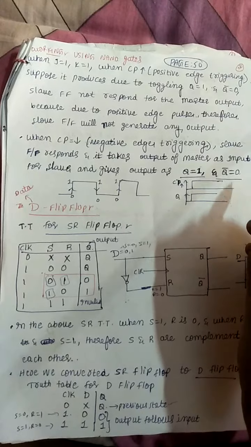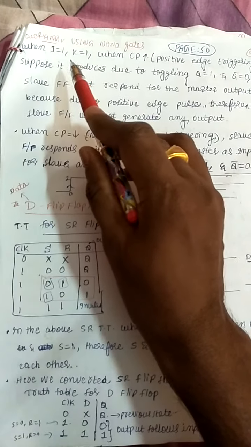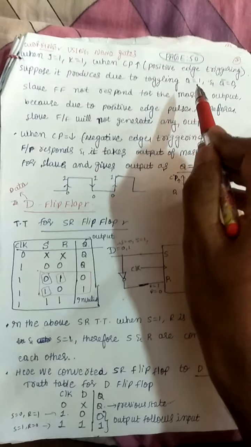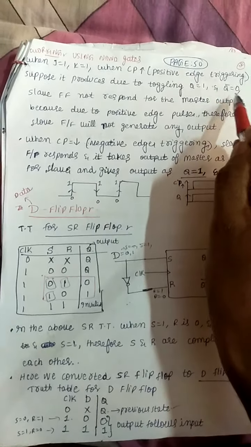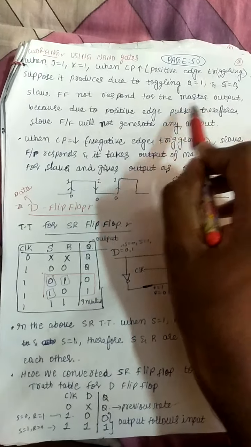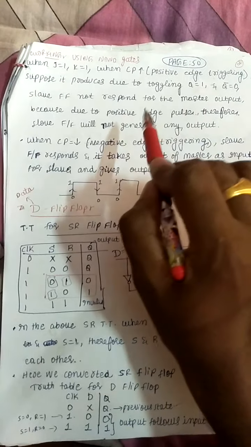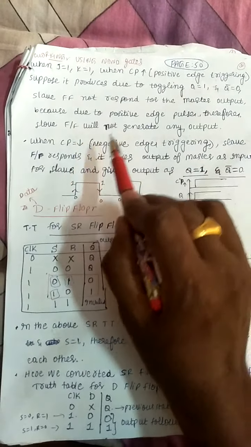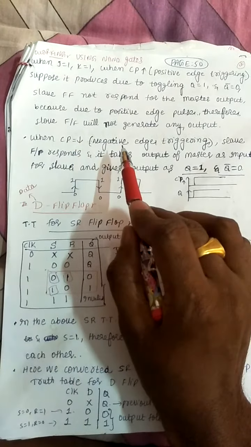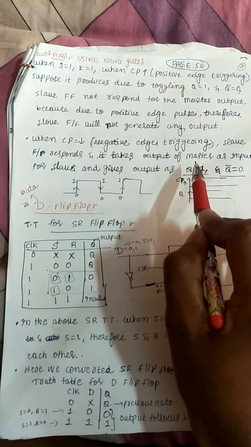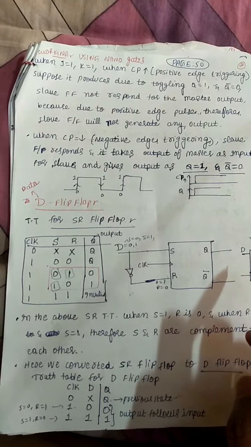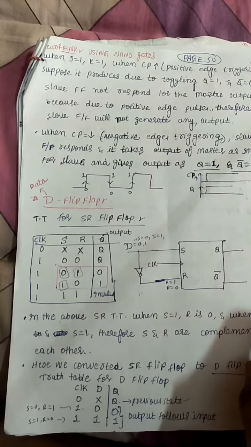So I have explained the working here. When both J and K are 1, if the clock pulse is 1, it produces toggling of Q and Q bar. Here I assume the output as 1 and Q bar equal to 0. The second flip flop won't respond because of the positive edge pulse at the master, so the slave will not generate any output. If a negative trigger is applied at the master, then the slave will respond, and the master won't respond. So this is about the master slave flip flop.